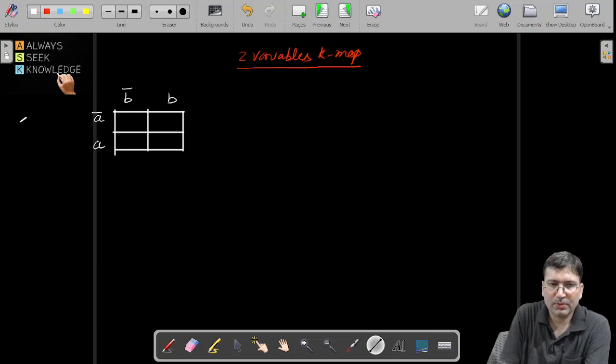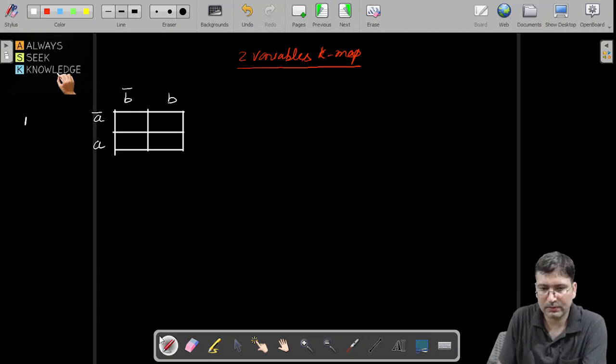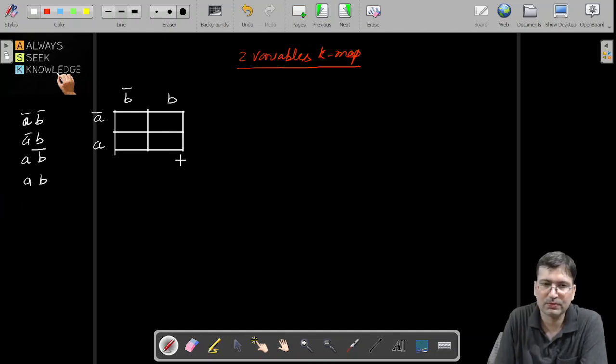In the truth table, the combinations will be, as you know, A bar B bar, A bar B, then A B bar, then A B. So these 4 combinations you will arrange. This will represent 0, this will represent 1, this will represent 2, and this will represent 3.